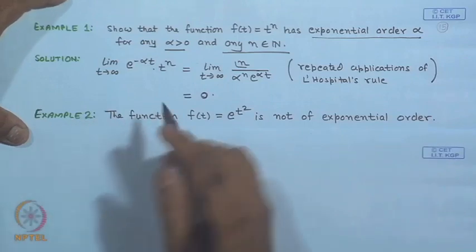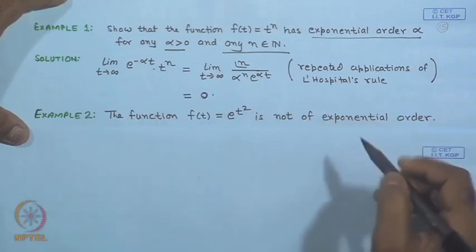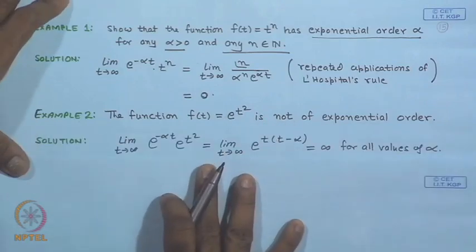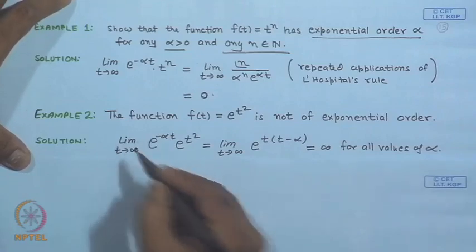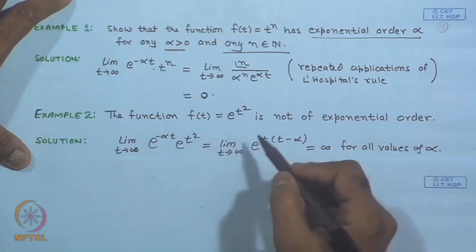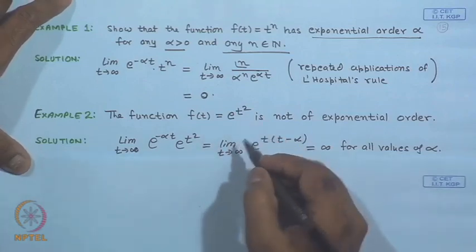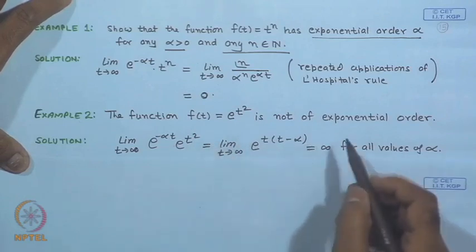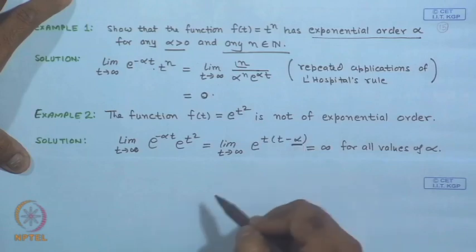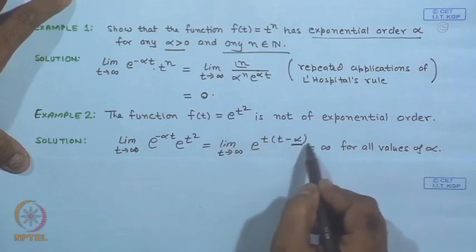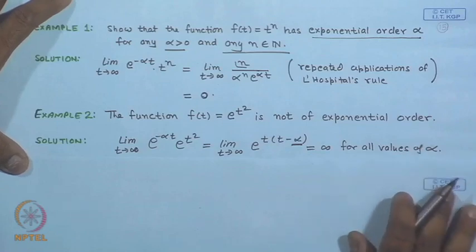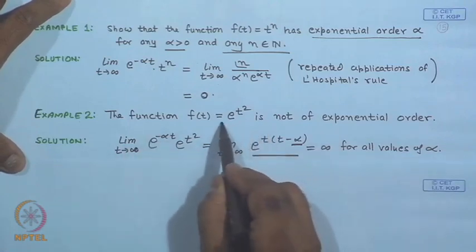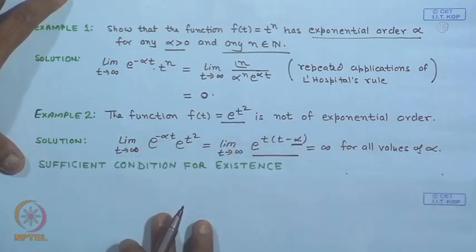Example 2. If we have the function f(t) = e^(t^2), we will see that this is not of exponential order, and the reason is clear, because if we take the limit as t tends to infinity of e^(-alpha t) e^(t^2), that is the limit of e^(t(t - alpha)), and whatever alpha we have, as t tends to infinity, this is going to be infinity. So, for all values of alpha, this limit does not exist. So, this function e^(t^2) is not of exponential order.